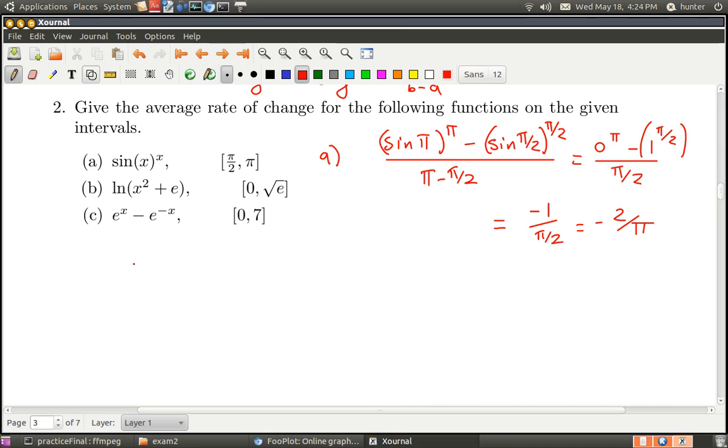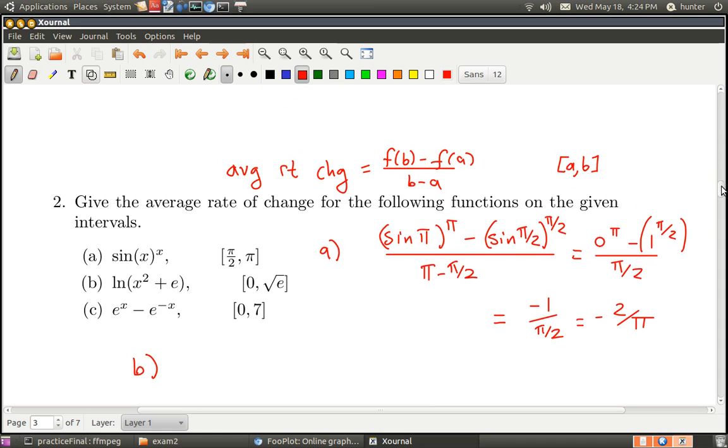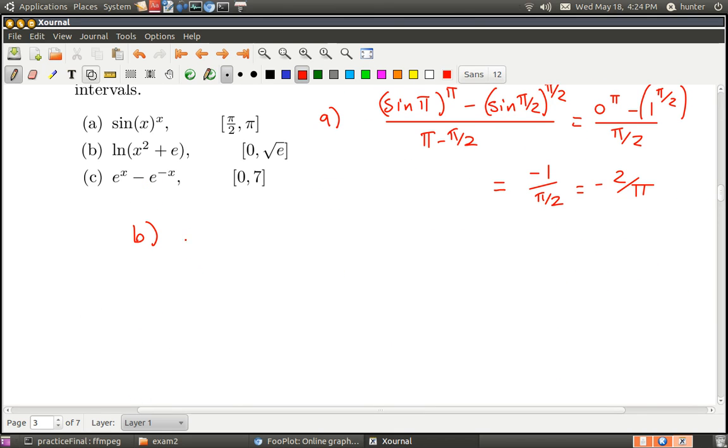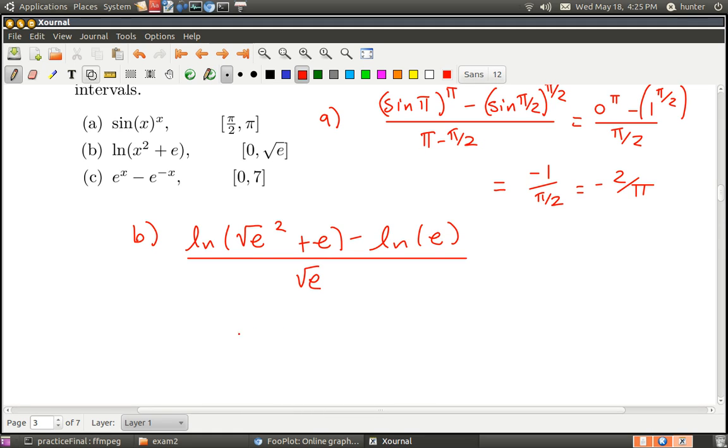Alright, now for b, we just apply the formula again. So let me remind you what the formula is. There it is, right here. Okay, so here we go. So we're doing natural log of e squared plus e. Oh sorry, I'm supposed to plug in the square root. So it's the square root of e squared plus e, take away natural log of e, because the x thing has become 0. And on the bottom I'm just going to have the square root of e. And really I'm done. There's not too much you can do here.